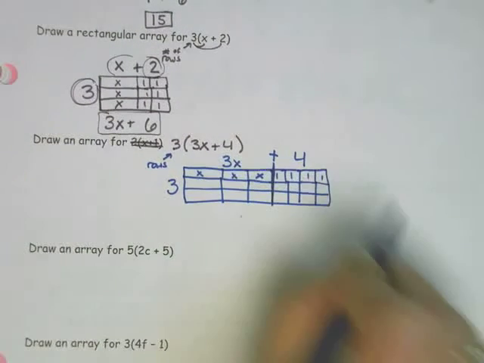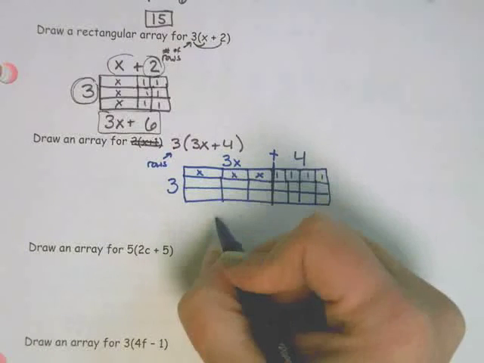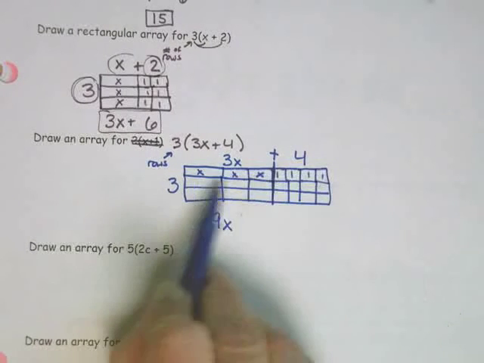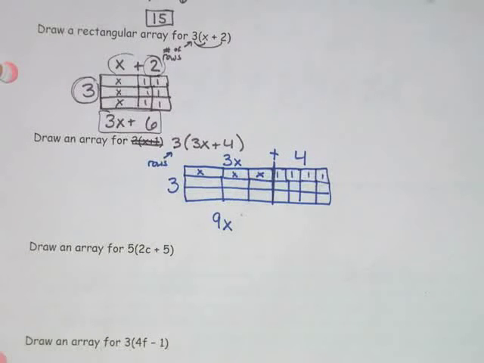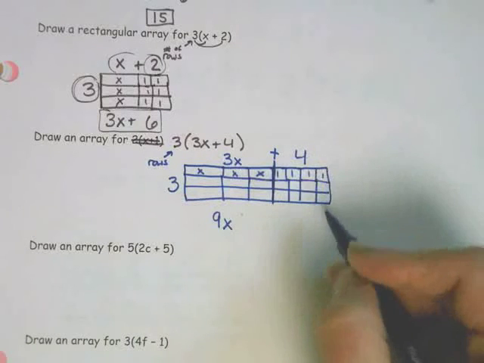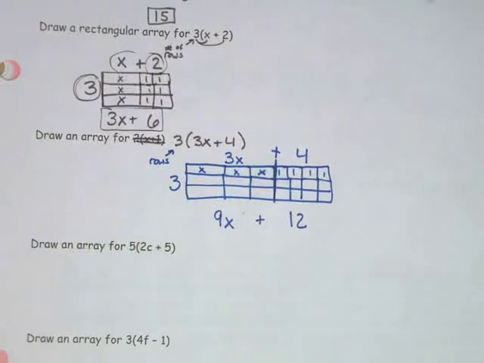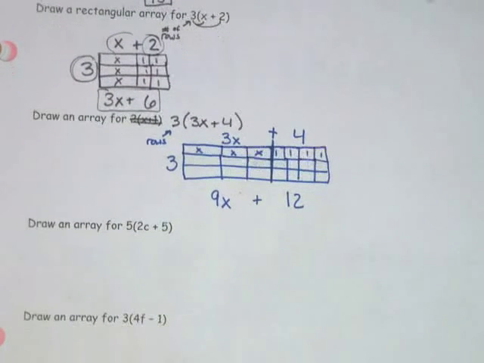So how many of everything do I have? Over here I have 3 times 3x, which would be 9 x's. Would there be 9 x's if I filled in all those boxes? Yeah. An area model, length times width, 3 times 4 is 12. Would there be 12 1's if I filled all that in? Absolutely.